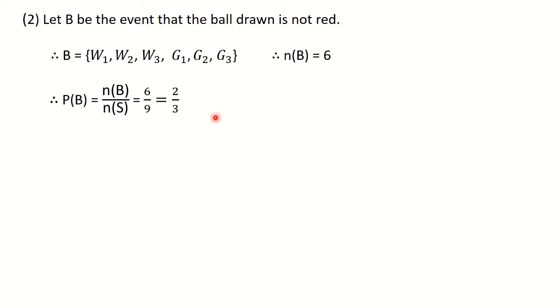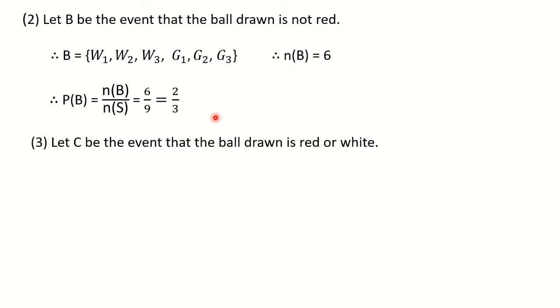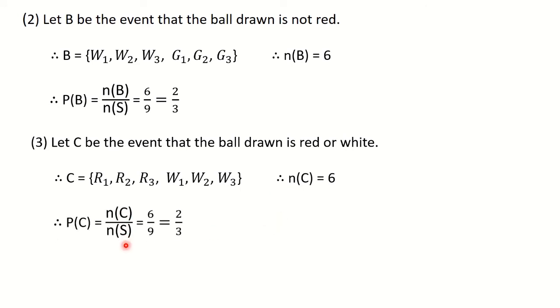Now let us go towards the third event. Let us take that as C, the event that the ball drawn is red or white. Either red or white. So we have to think of R1, R2, R3 and W1, W2, W3. You can write set C with the elements R1, R2, R3, W1, W2, W3. Green is not there, so don't write G1, G2 and G3. Again n of C is 6. So we can write P of C as n of C upon n of S, that is 6 upon 9 equal to 2 upon 3.